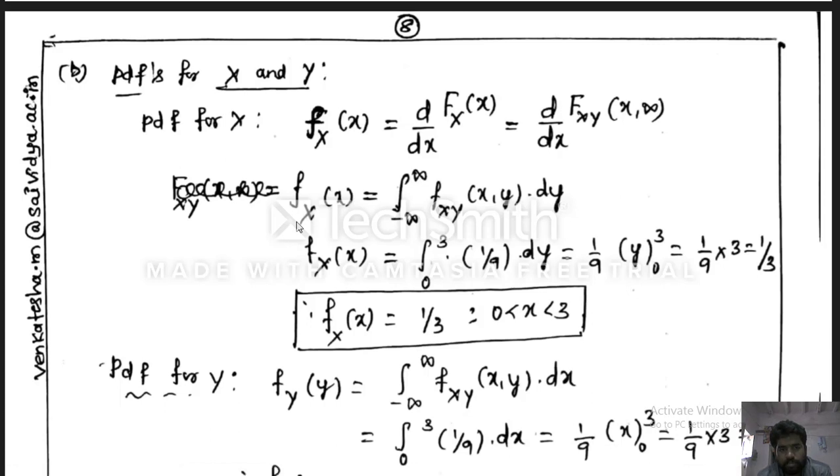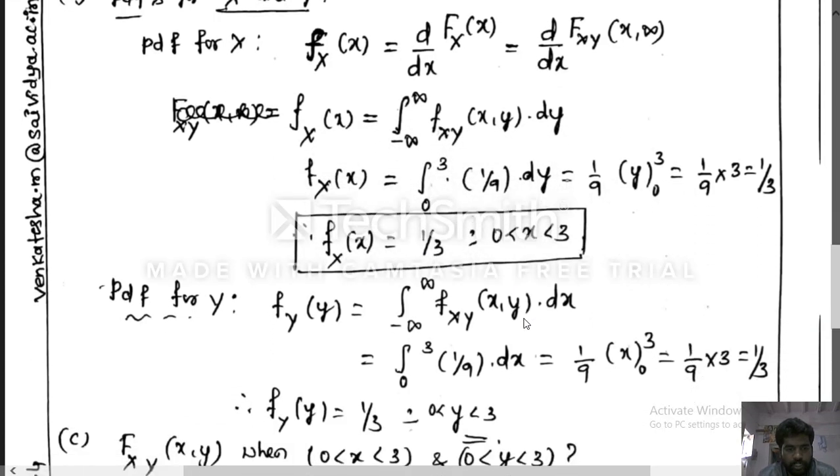Therefore the f(x) of x is the integral over 0 to 3, because the given PDF limit is from 0 to 3 and for any other values the function value is 0. So the function is 1 by 9. With respect to y we have to integrate. So it is 1 by 9 into y. The limits of the integral is 0 to 3. Therefore the f(x) of x value is 1 divided by 3. Therefore the PDF for random variable x is evaluated to be 1 divided by 3 for the limit of x in between 0 to 3, and it is 0 otherwise.